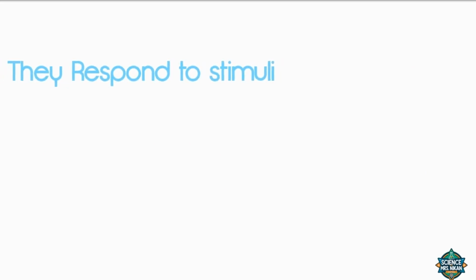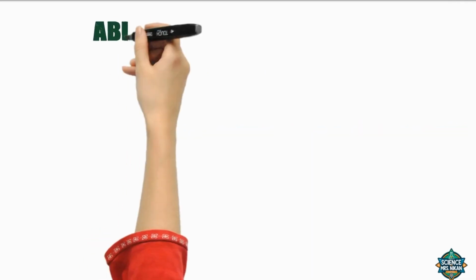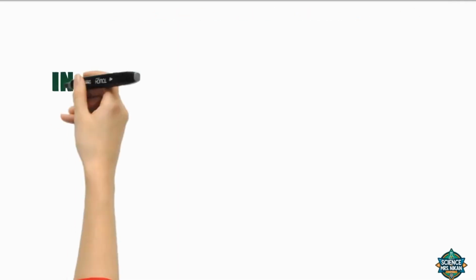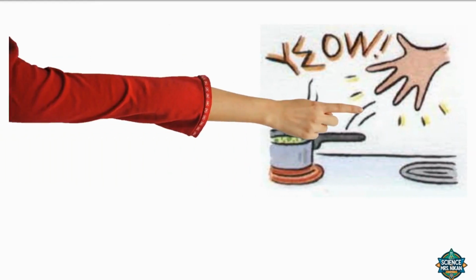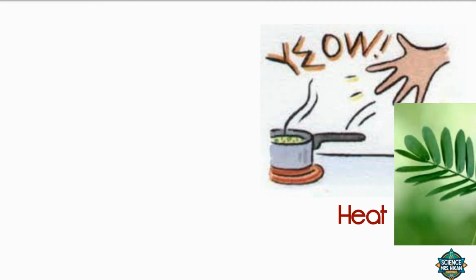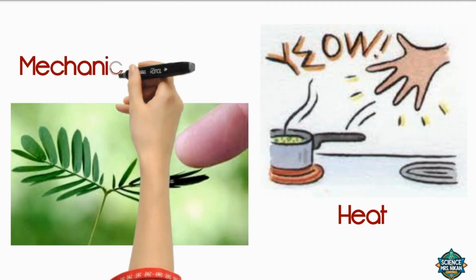All living things are able to respond to stimuli in the external environment. The ability to detect changes in the surrounding environment is called sensitivity. They respond to changes in light, heat, sound, and chemical and mechanical contact.